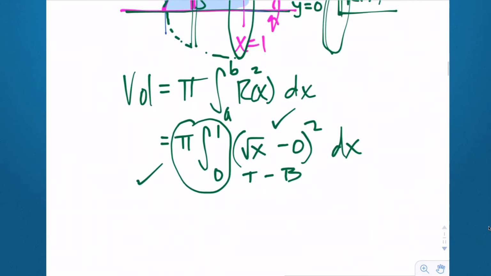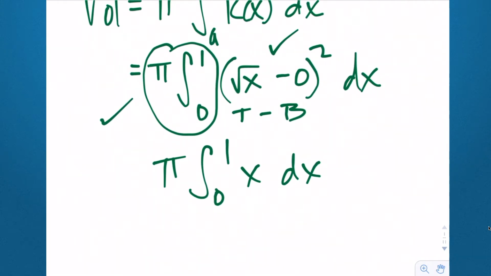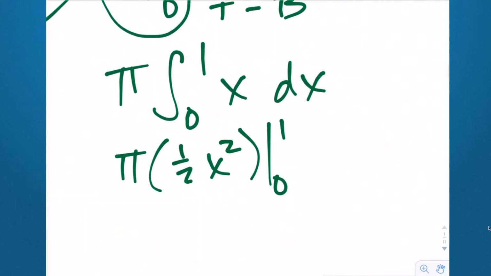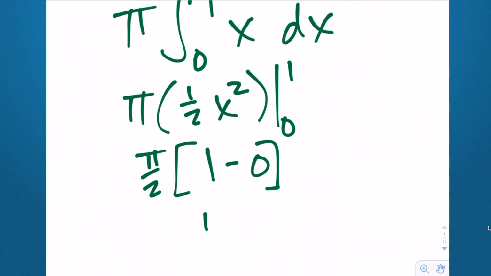So now if we had to evaluate that, we would simplify our integrand, of course. Square root of x quantity squared is just x. And we evaluate it. Pi goes for the ride. We get a 1/2 x squared. And we evaluate it from 0 to 1. So now I pull the pi halves out front, plug in the top, and you get 1 squared minus plug in the bottom, 0 squared. Your answer is pi halves.